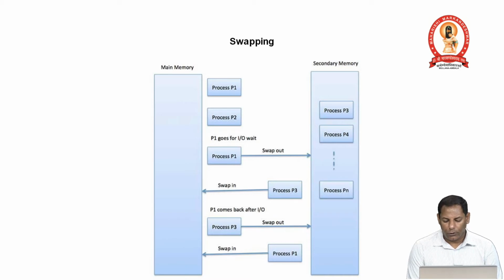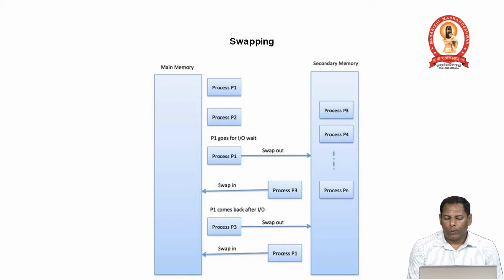If you see the figure, initially only process A is in memory, and here you will see that process P1 goes to IO wait. So instead of keeping this process in main memory, we swap this process out temporarily to the secondary storage device and move some other process which is waiting for memory from secondary storage into main memory, and this is known as swap in.